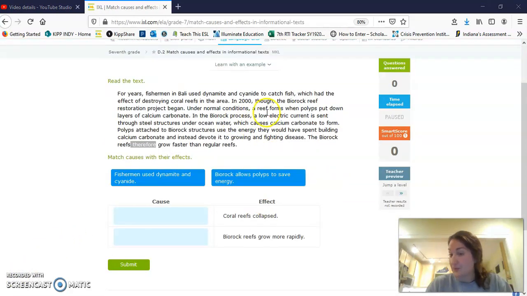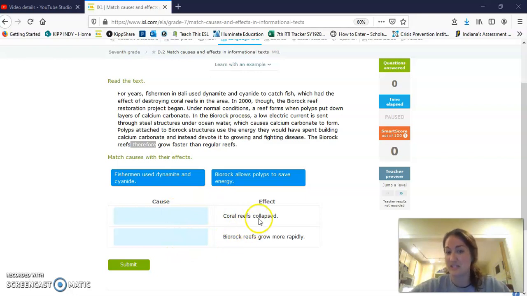Now, I was going through and highlighting some signal words, and all signal words in cause and effect models mean either there's a cause being stated or an effect being stated. As we look, our author asks us to match the cause with the effect. On my left side, I have causes. On my right side, I have effects. Now, our test makers have already given us the effects. One effect listed is that the coral reef collapsed. Another effect listed is the BioRock reefs grow more rapidly. We already know that these elements are in the text, but we need to decide which of these two causes go with which of the two effects.